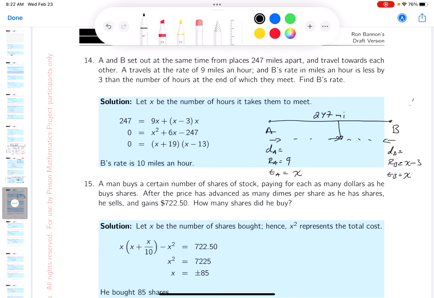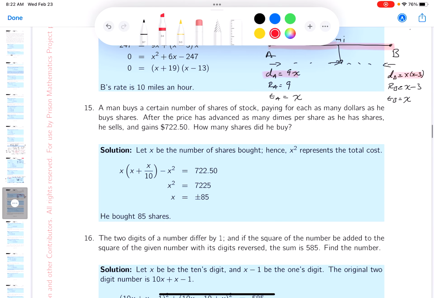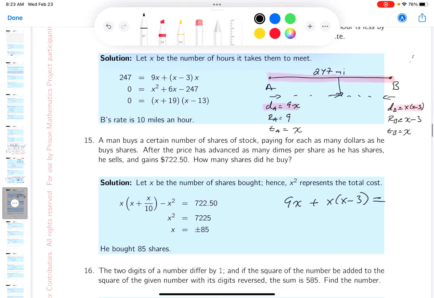So what am I going to do now? I put the distance down. The distance for A is actually just 9X. The distance for B is going to be X times X minus 3. All right. I want to show you visually what these distances mean. The distance at A is this thing over here, and the distance at B is this distance over here. What do I know? Add the distances together, which is 9x plus x times x minus 3. That should be the total distance, which is 247.